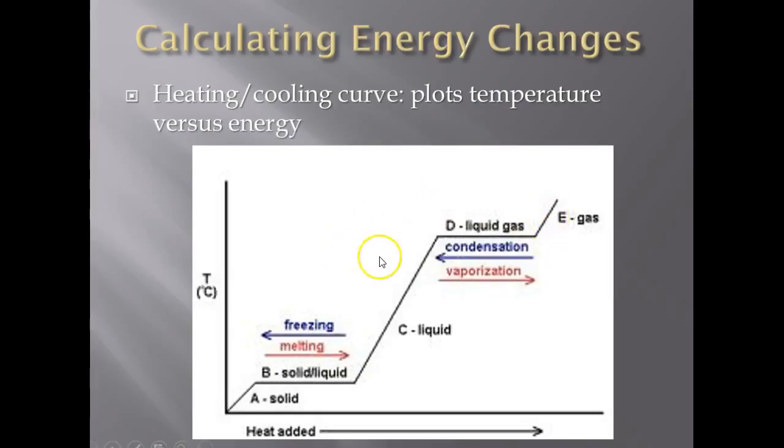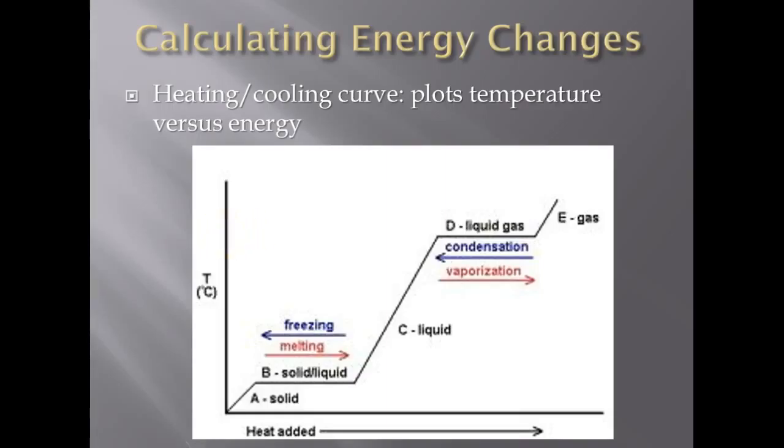One other thing that's not marked on here that I would like for you to keep in your notes and write down, the temperatures. So right here, the temperature would be your melting point. So if this was water, that would be 0 degrees Celsius. So right there's your melting point. And then up here, across from that flat, would be your boiling point.